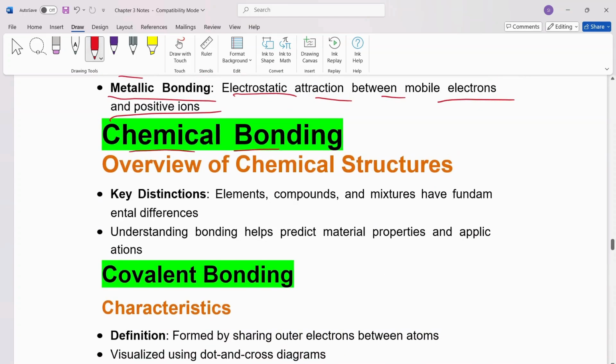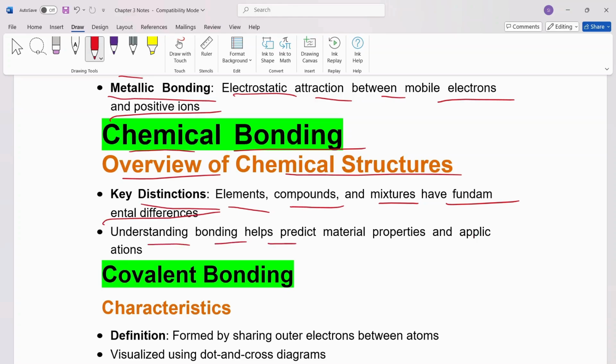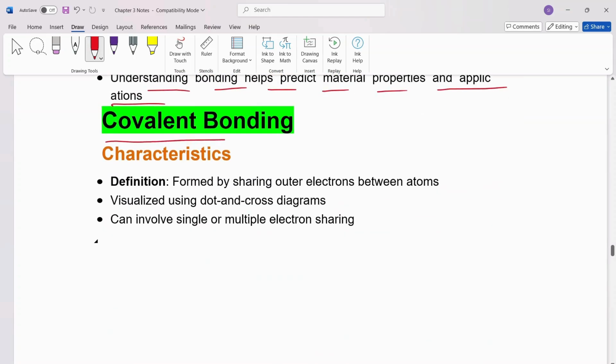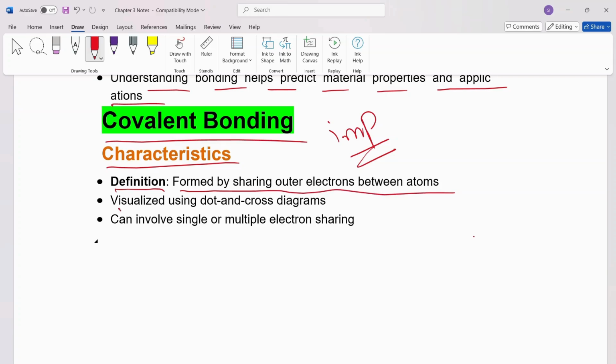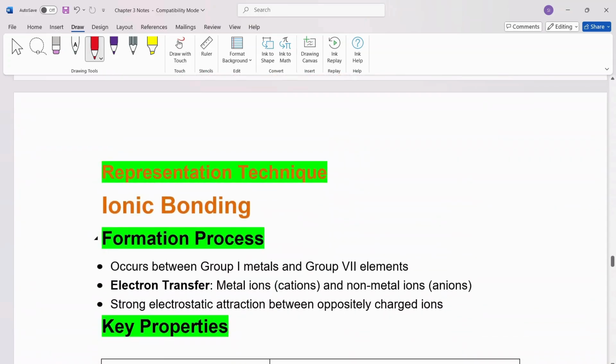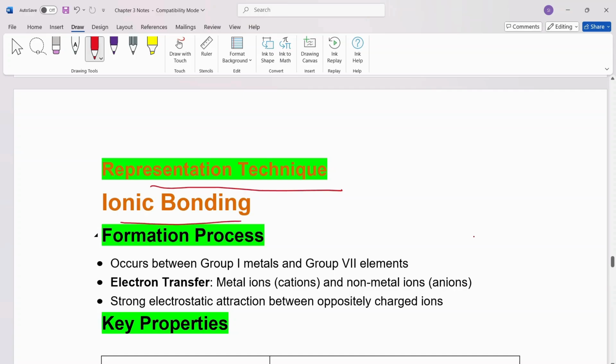Now let's talk about chemical bonding. Overview of chemical structures. Key distinctions: elements, compounds, and mixtures have fundamental differences. Understanding bonding helps predict material properties and applications. Let's talk about covalent bonding characteristics. Very important for exam perspective. The definition is formed by sharing outer electrons between atoms, visualized using dot and cross diagrams, and can involve single or multiple electron sharing.